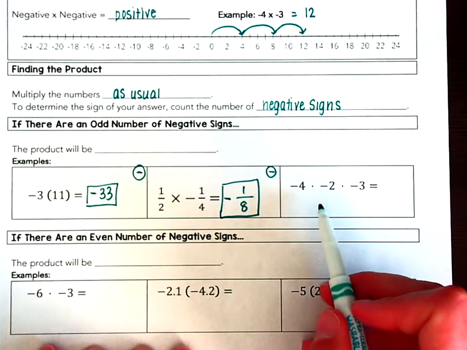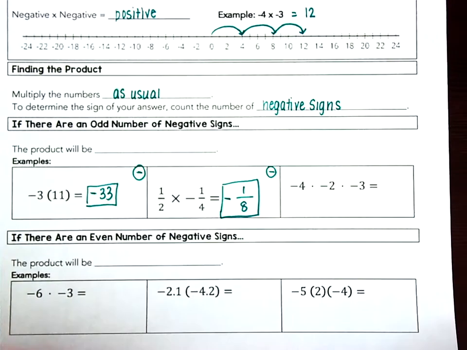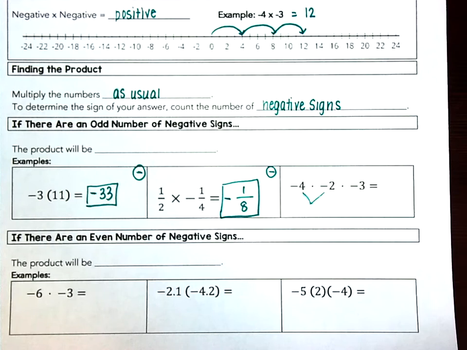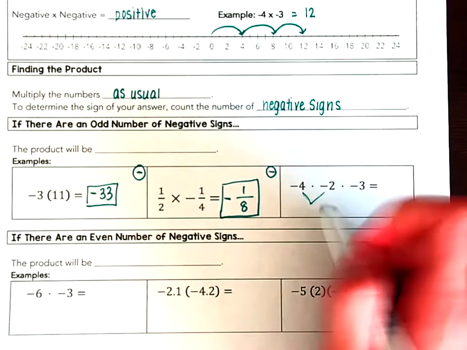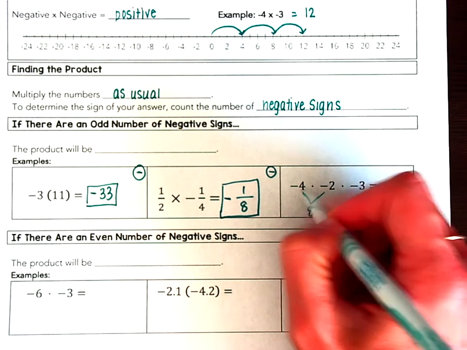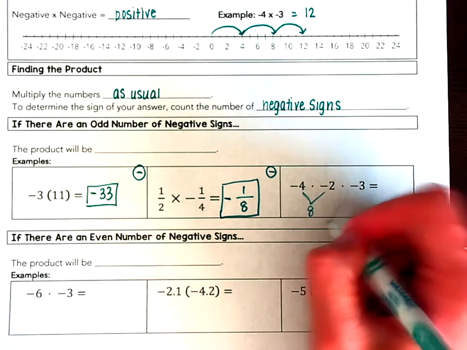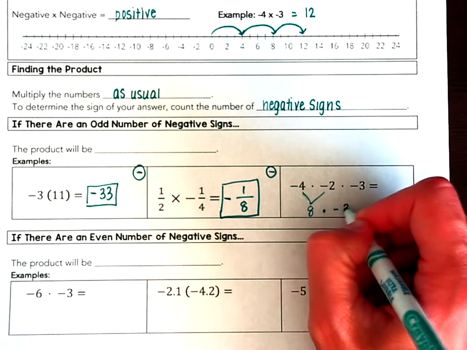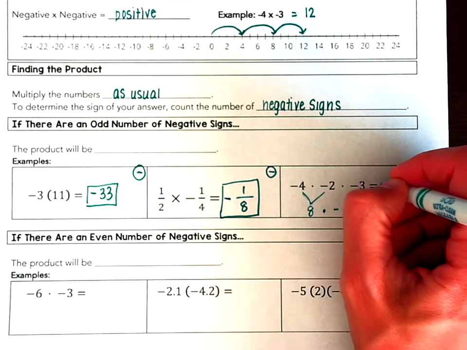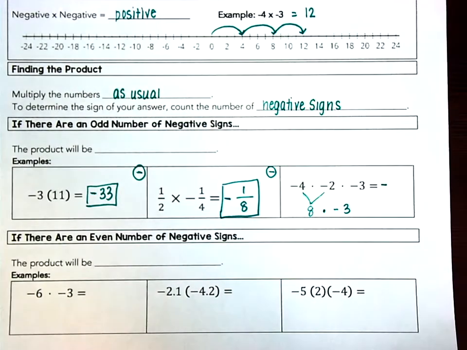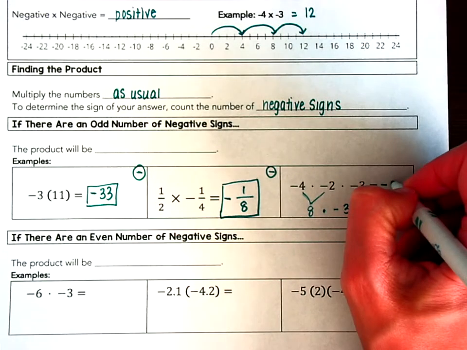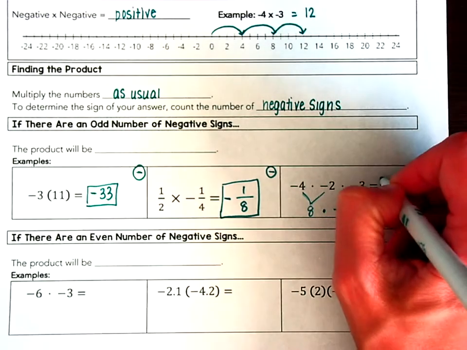When I look at this last example, I'm going to start and break this down. So I'll start with negative 4 times negative 2. So we know from above that a negative times a negative gives us a positive answer. So 4 times 2 is 8, and since it's a negative times a negative, it's going to be positive 8. Well, now I need to multiply that by negative 3. And I know that a positive times a negative is going to give me a negative answer, so this final answer here is going to need to be negative. And I'll multiply as usual. 8 times 3 is 24, and our final answer is negative 24.